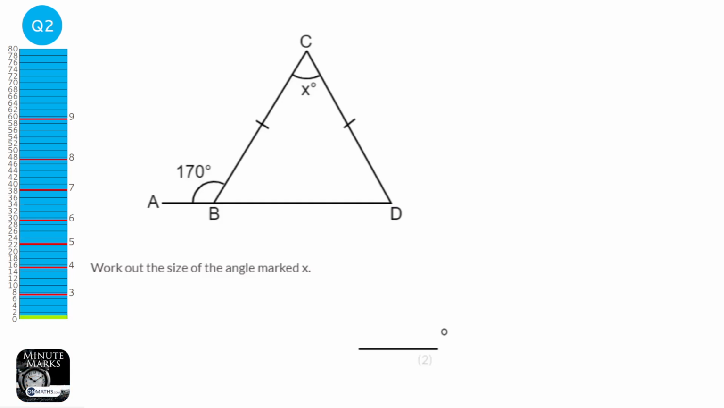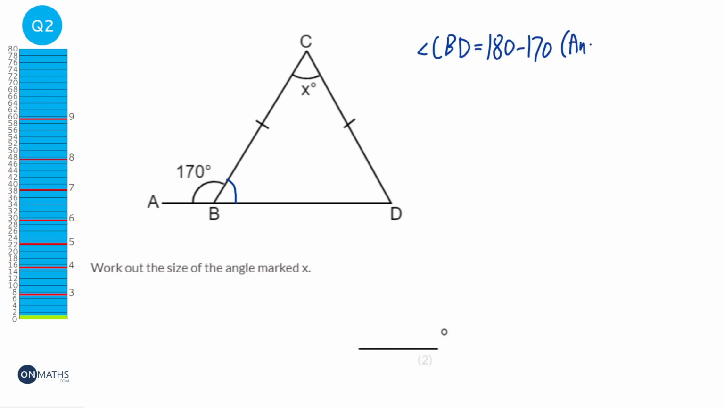The first thing we need to do is work out what angle CBD is. So we're looking for angle CBD, and that's going to be 180 take away 170. And the reason being is it's angles on a straight line. Angles on a straight line add up to 180. So that's going to be 10 degrees. So this will be 10 degrees.